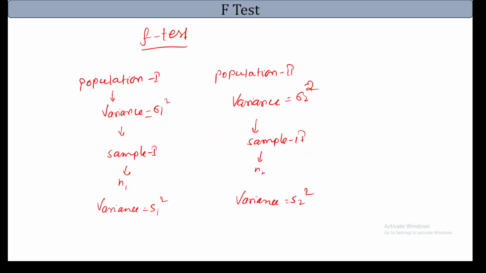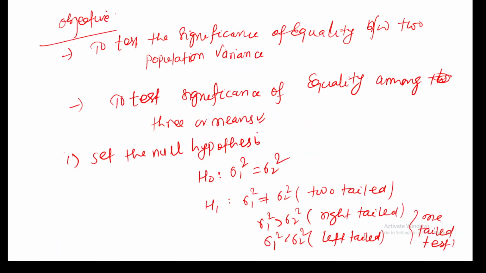So we were at the F test, so we have to check with the variance. That is the same case. We have to define the objective, which is to test the significance of the equality between the two population variances.